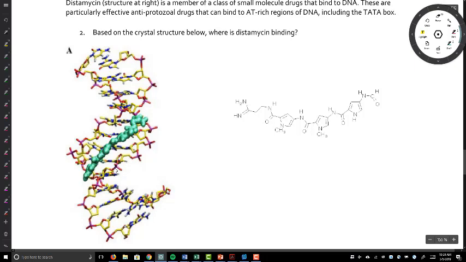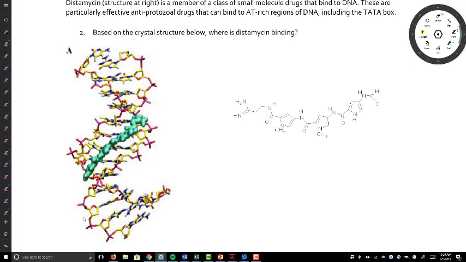And you can change the identity of the rings in these small molecules to have them bind to different sequences of DNA. That's actually an active area of research: developing small molecule drugs that bind to specific sequences of DNA through the minor groove.